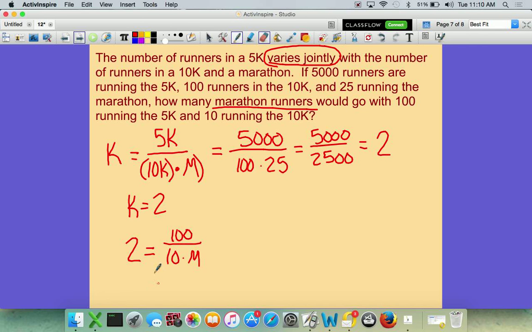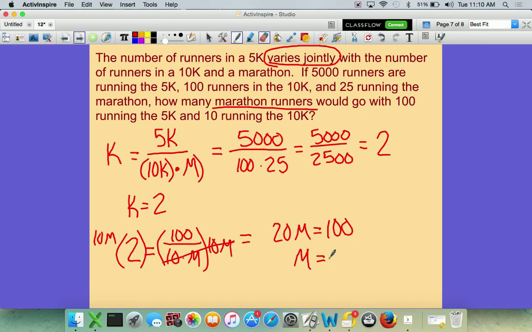How I do that is I multiply both sides by 10m. On this side, those go away. On the left side, we have 20m equals 100. Solve for m: divide both sides by 20. We've got 5 runners running the marathon in this situation. That's how you figure these out. Pay attention to where the varies jointly is in your problem, just like with varies directly and varies inversely. Any questions? Please let me know.